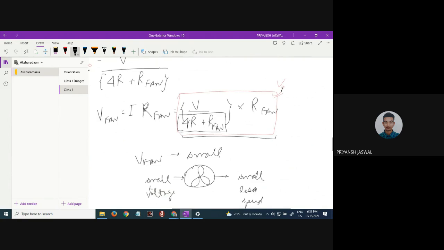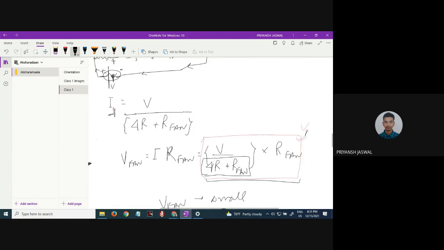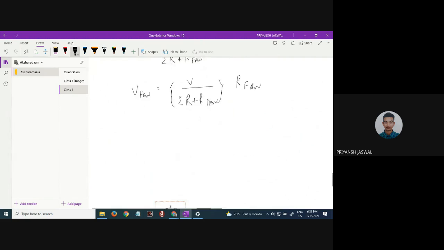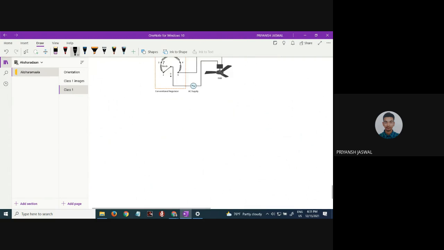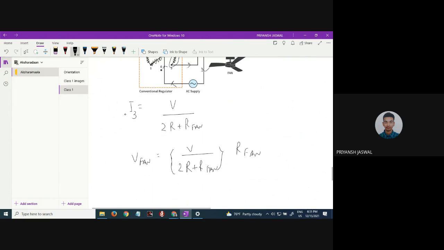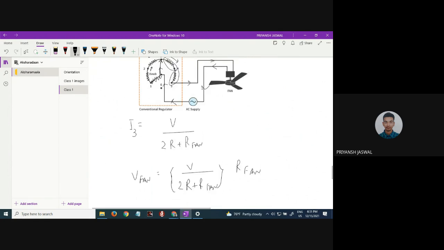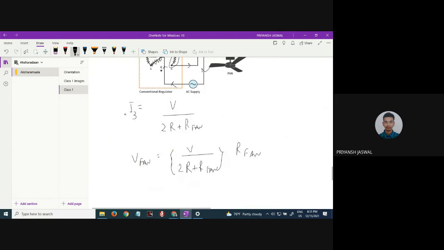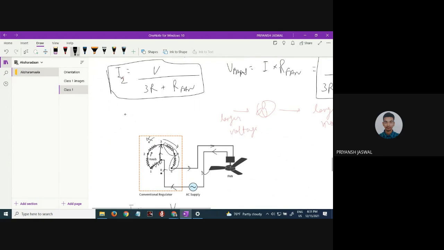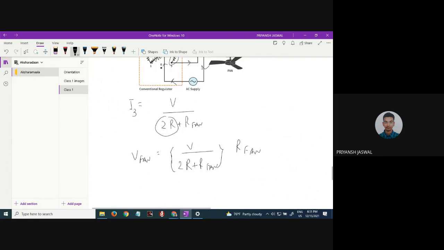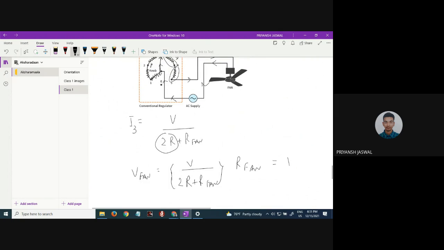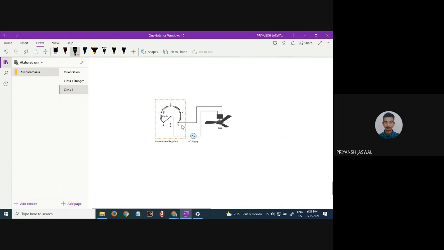At 0 there is no connection, so there is no current and no voltage across the fan. This time the I3 is even greater than I2, because the denominator here is 2R plus R fan, whereas before it was 3R plus R fan. So this is, let's say, V3, and the second last case will be the same.